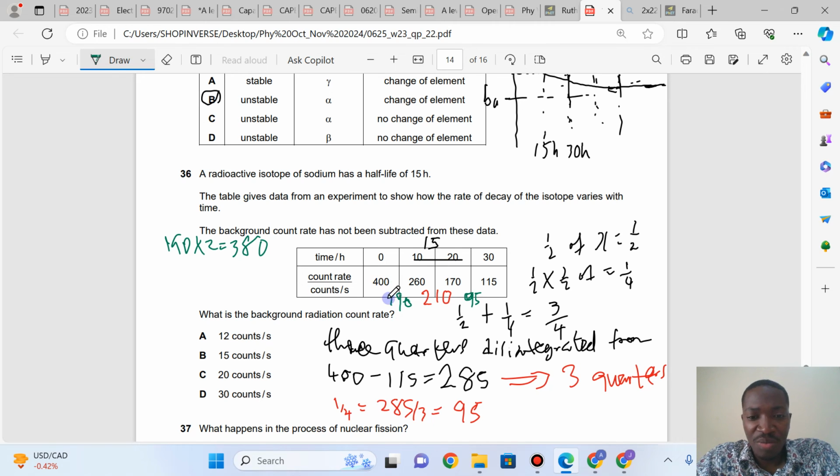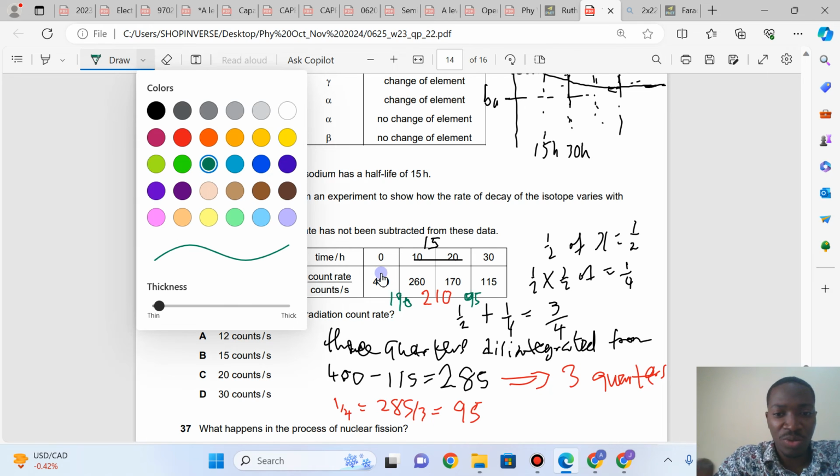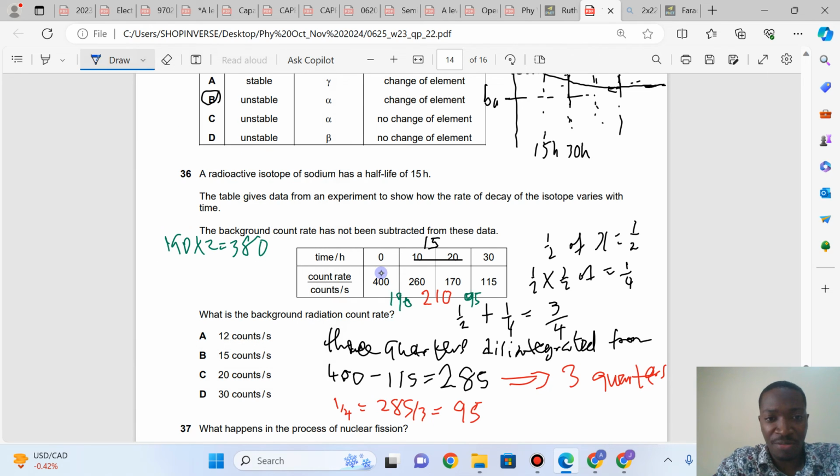Half of 380 becomes 190. Half of 190 becomes 95. That's supposed to be the pattern. But because of background radiation, what we were supposed to have was 380. Let me use pink for what we have and blue for what we're supposed to have. It's supposed to be 380, half of 380 is 190, half of 190 is 95, and 95 divided by 2 gives 47.5.